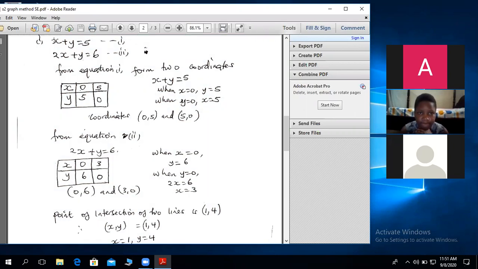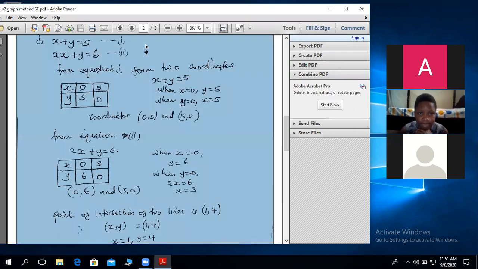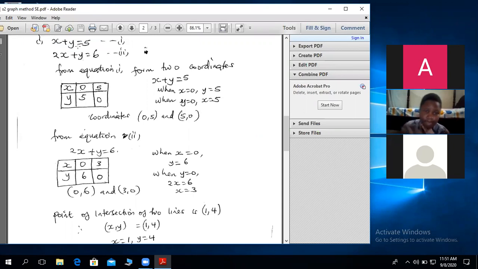You have two equations which you want to solve by using the graphical method. Get each equation and form any two coordinates. For example, I'm beginning with this. I first draw my table of x and y. Only 2 points are enough for you to form a table. Begin by making x 0. When x is equal to 0, I put here 0 and y will be equal to 5, and that's why I'm having 0, 5. 0 for x and 5 for y.